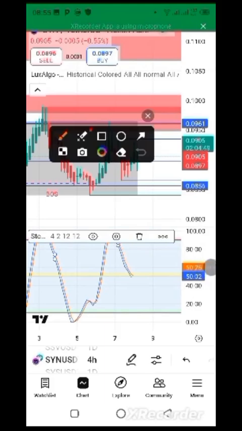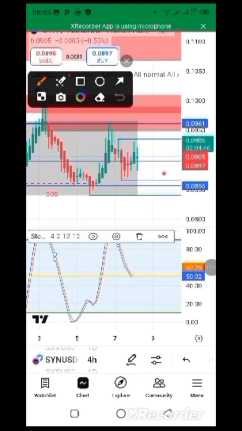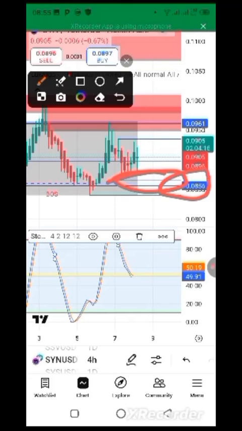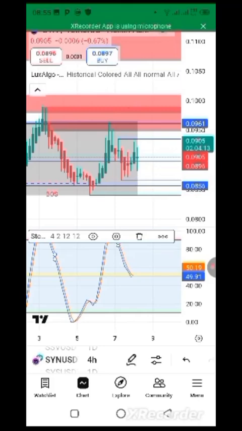When we use a preset price, it means we are going to use this as our preset price. We are going to wait for the market to fall and reach that line. When it reaches that line, we are going to enter a trade. That means we go to ratio and we set our preset price of this coin, SYN. And our preset price is this price, 0.0856.